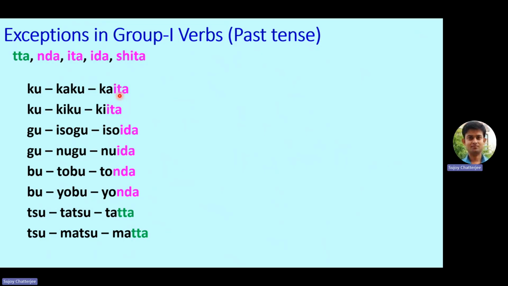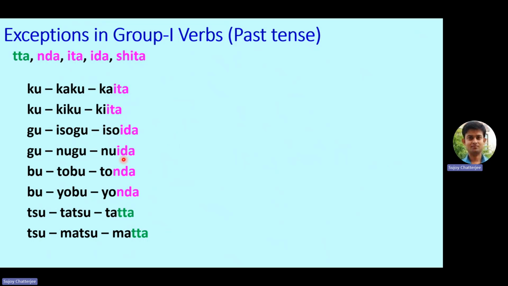Ku. Kaku becomes kaita, as we have seen. Kiku becomes kiita. For the gu category, isogu becomes isoida. So this is basically kind of ita only, but here in place of isoita, we write isoida. This is for the ease of pronunciation. From our earlier discussions also, ta and da are used interchangeably to make the pronunciation easier. So for isogu, it's isoida and not isoita. Similarly, for nugu, it is nuida.